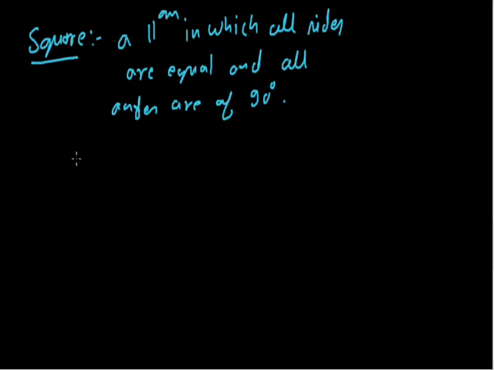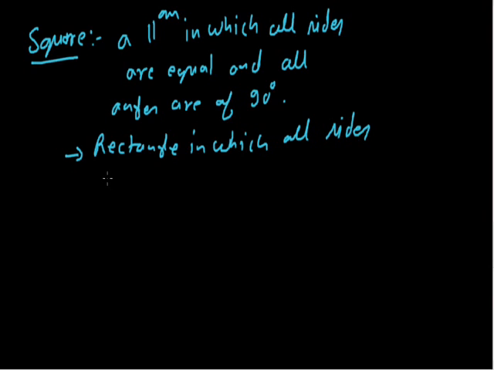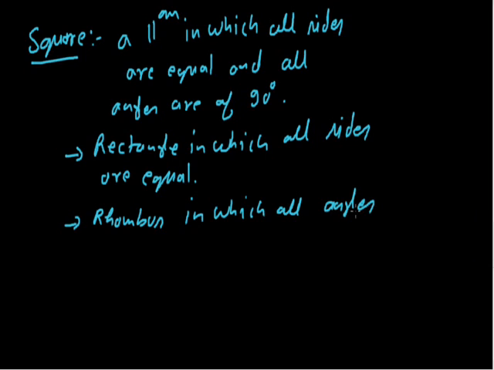In some other way, we can also define the square. We can define the square as a rectangle in which all sides are equal. इसको हम इस तरह से भी डिफाइन कर सकते हैं, स्क्वायर इज अ रेक्टेंगल इन विच ऑल साइड्स आर इक्वल. और इसको हम कुछ इस तरह से भी डिफाइन कर सकते हैं कि स्क्वायर इज अ रोम्बस इन विच all angles are of 90 degree.